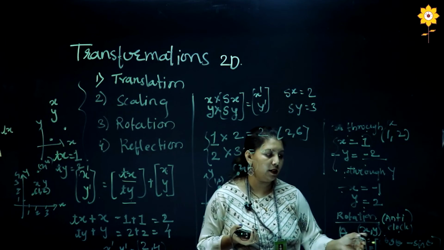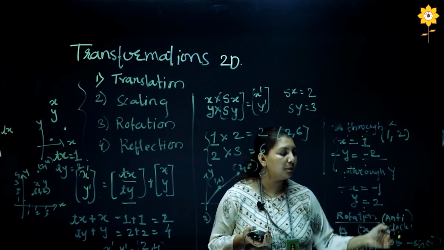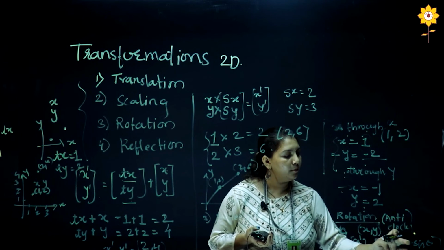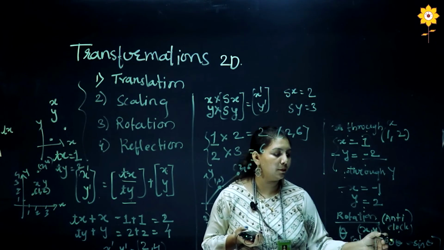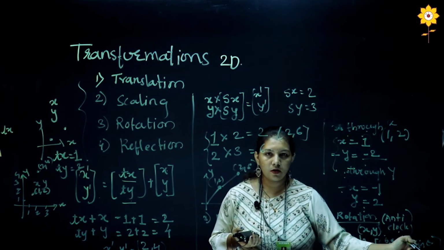Similarly, whenever I have to rotate the particular object in a clockwise manner, only the sign will be changed. So your clockwise matrix will be cos theta, sin theta, minus sin theta and cos theta.